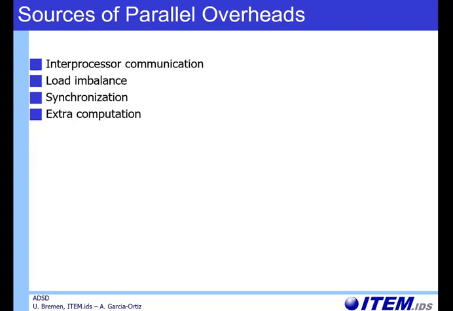So here we have summarized the typical issues with the overhead of parallelization. One is interprocessor communication, the other is load imbalance, the other is synchronization, and the final one is extra computation just to divide the work and so on. Clear?